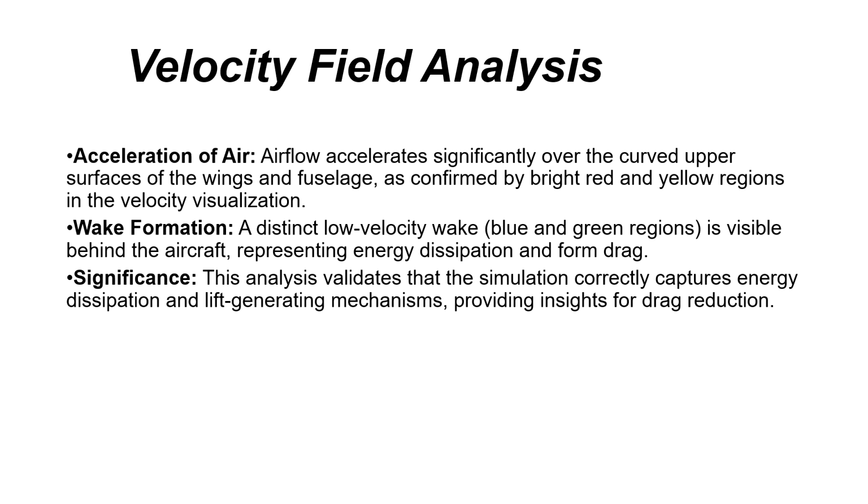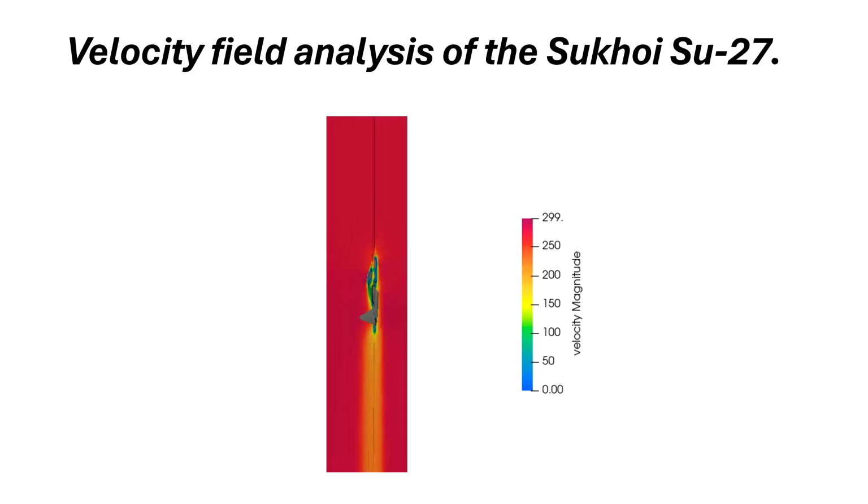Velocity field analysis. Here we can see the velocity contours over the wings and the fuselage. Airflow accelerates significantly, shown in the red and yellow regions, which indicates higher velocity. This is consistent with aerodynamic theory, where the curved surfaces speed up the flow and create lift.